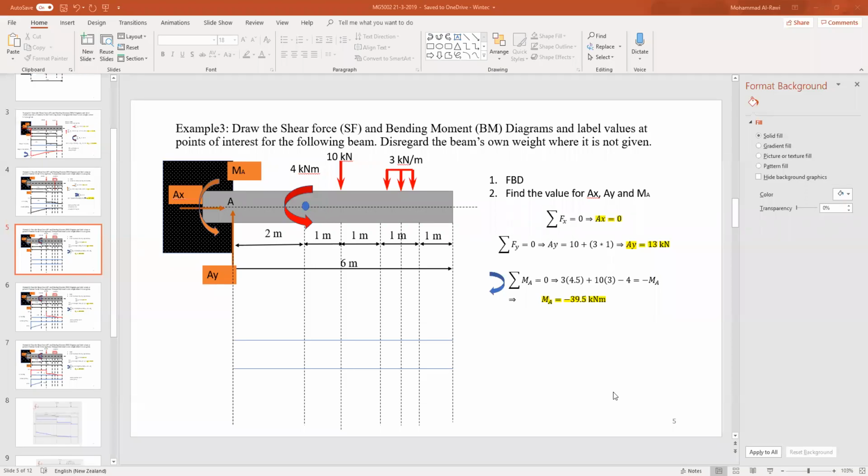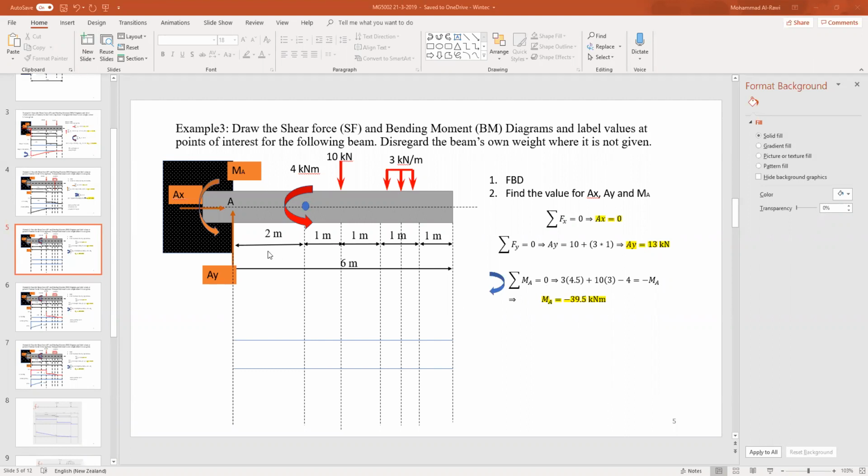Hello, this is example 3. Draw the shear force and bending moment diagrams and label values at points of interest for the following cantilever. And don't take into account the weight of the beam, so ignore that.